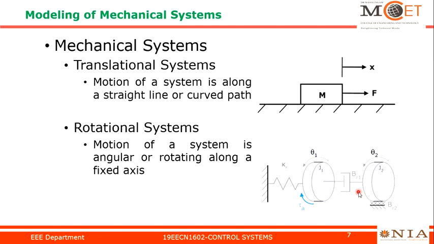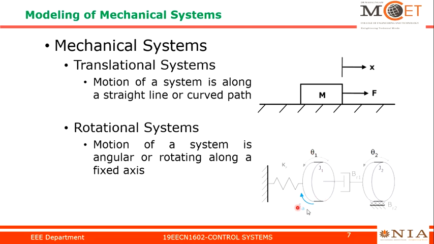Modeling of mechanical systems. In mechanical systems there are two different kinds. One is the translational system, another one is the rotational system. The names themselves are self-explanatory. In a translational system, the motion of a system is along a straight line or sometimes a curved path. Whereas in rotational systems, the motion of a system is angular or rotating along a fixed axis.